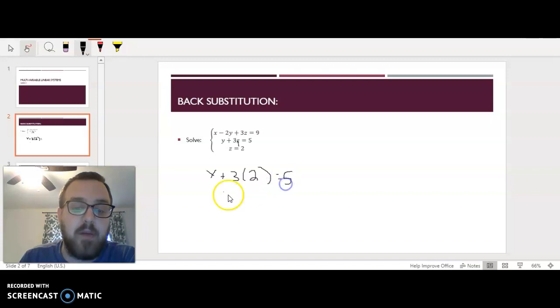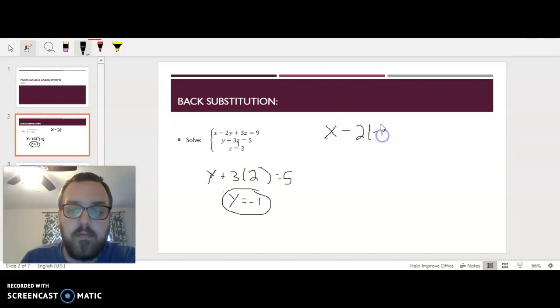Because I have one variable, one unknown in this equation, it's really easy to solve for y. I can multiply these and get 6, subtract from both sides, and I'll end up with y equals -1. I can then finish solving this by taking both these variables and plugging them into the top equation to solve for what x is. If I plug these in, I know z is 2, y is -1. I get x minus 2 times -1 plus 3 times 2 equals 9.